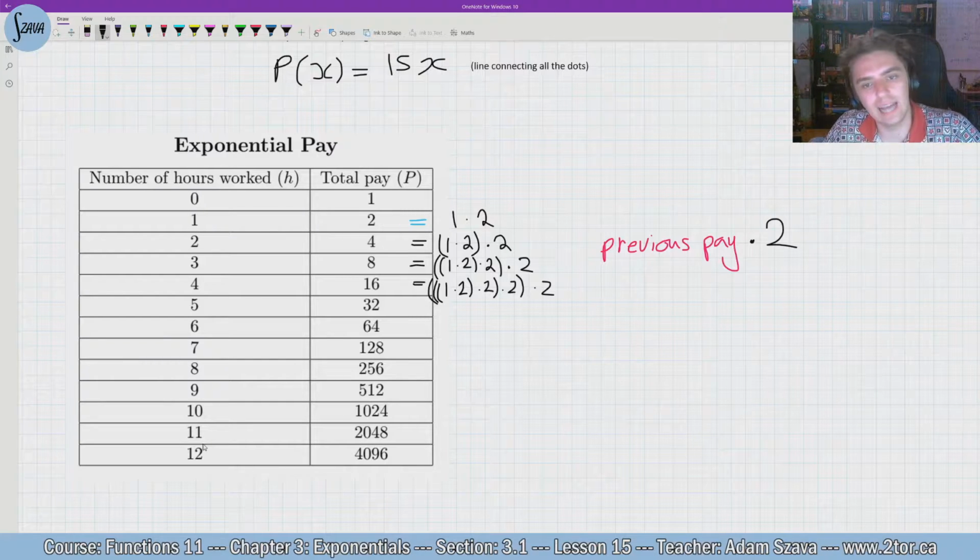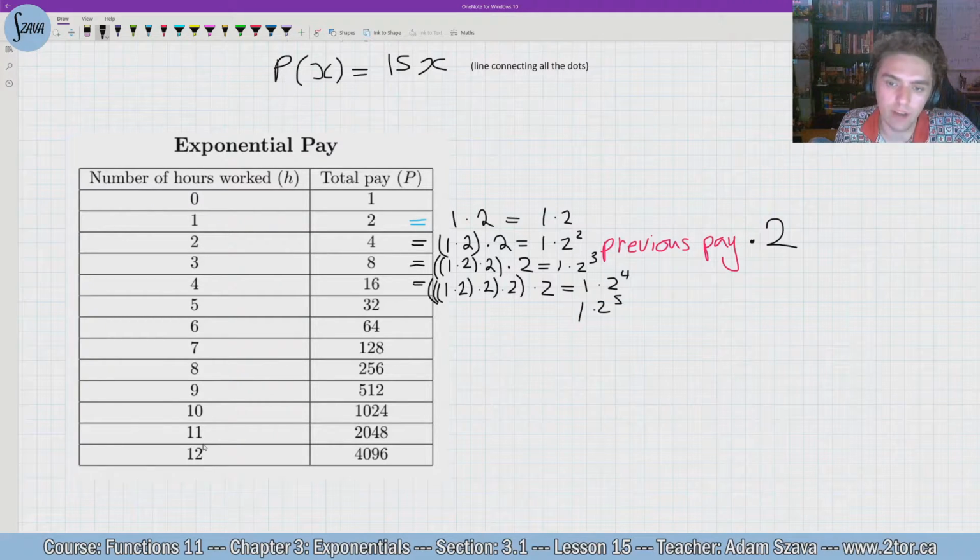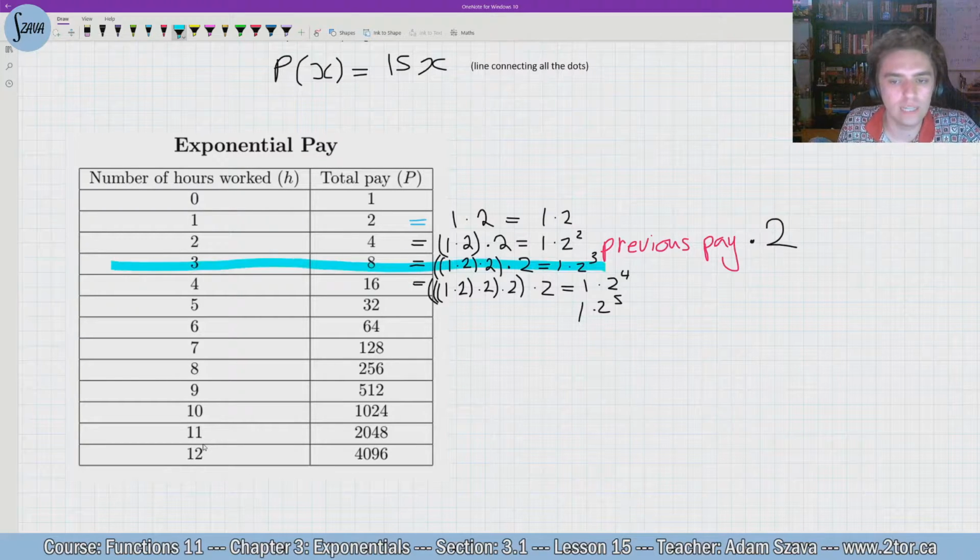So let's actually write this in exponential form. This is 1 times 2. That didn't change. This is 1 times 2 squared. This is 1 times 2 cubed. This is 1 times 2 to the 4. Maybe you can guess the next one's going to be 1 times 2 to the 5. For 5 hours of work, you make 1 times 2 to the 5. Before I jump to 10 hours of work, maybe let's look at 3 hours of work: you make 1 times 2 to the 3.